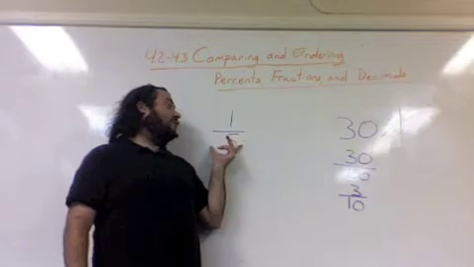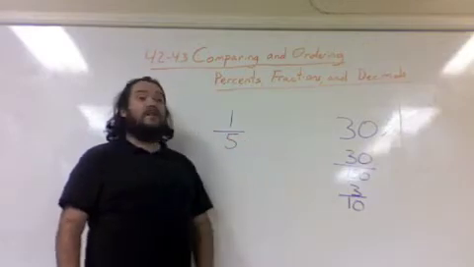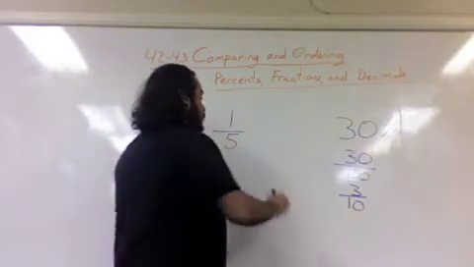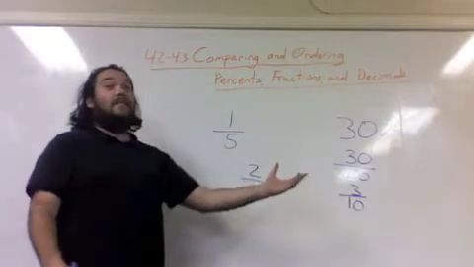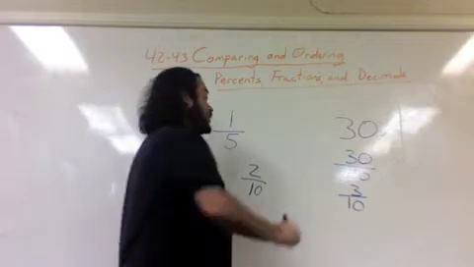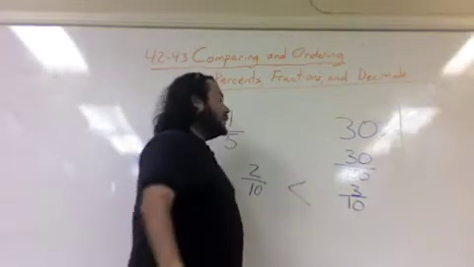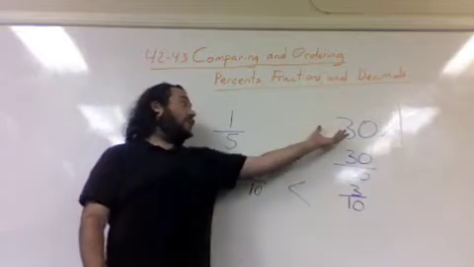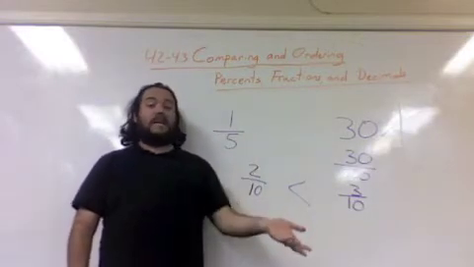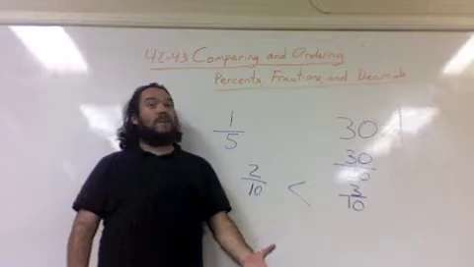Well, now it's easy. 1/5, if I want to give that a denominator of 10, we're just going to multiply them both by 2. So we get 2/10 as compared to 3/10. Obviously, 3 out of 10 parts is more than 2 out of 10 parts. 3/10 is still greater than 2/10. So 30% is still greater than 1/5, right? The same result we got last time. This is just a different way of solving this problem.